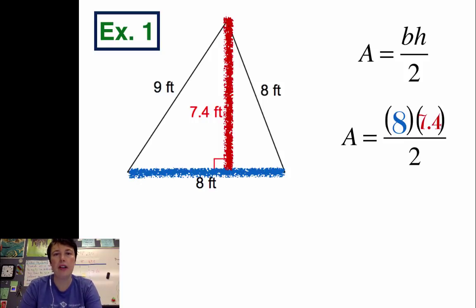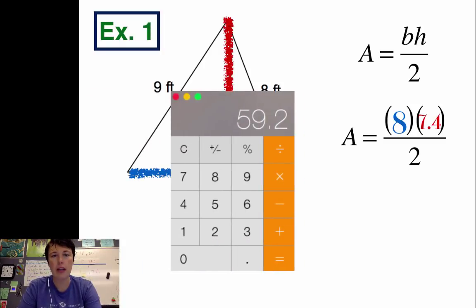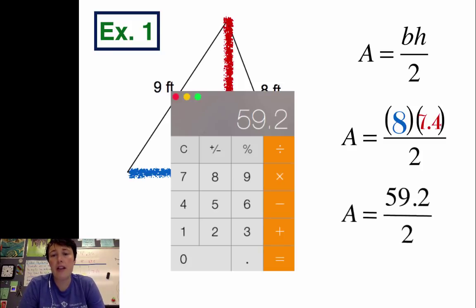Now I need a calculator. I'm going to grab a calculator, and I'm going to multiply 8 times 7.4. So here we go. On my calculator, 8 times 7.4 is 59.2. You can double check me in case I make an error. It's always good to kind of double check some stuff too. Okay, so let's write that down. Area is 59.2, still divided by 2. We haven't done that last step yet. We multiplied the top numbers, but we haven't divided.